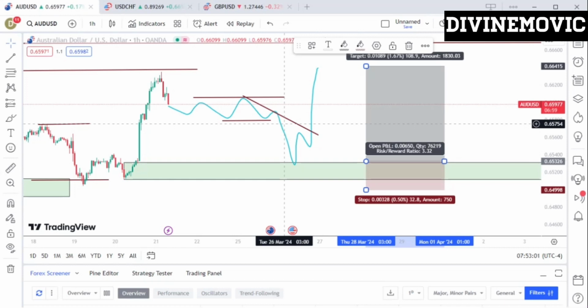So for me, this is a possible entry on AUD USD, and I'm likely going to take this trade, and I'm going to show you the result. If it goes to my take profit, I'm going to show you, and if it goes to my stop loss, I'm going to still show you on this channel.